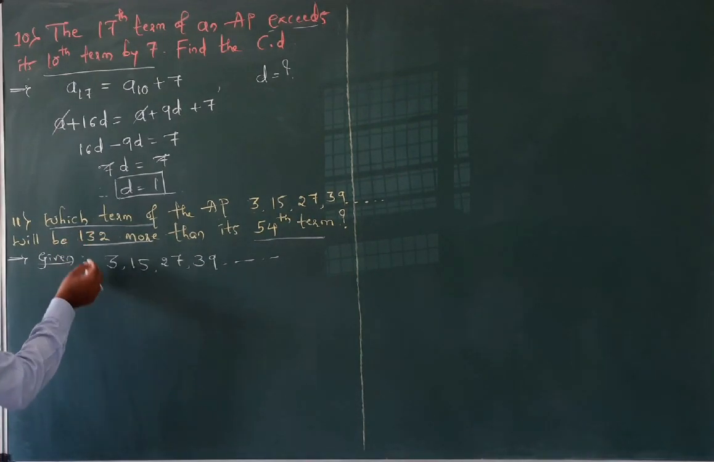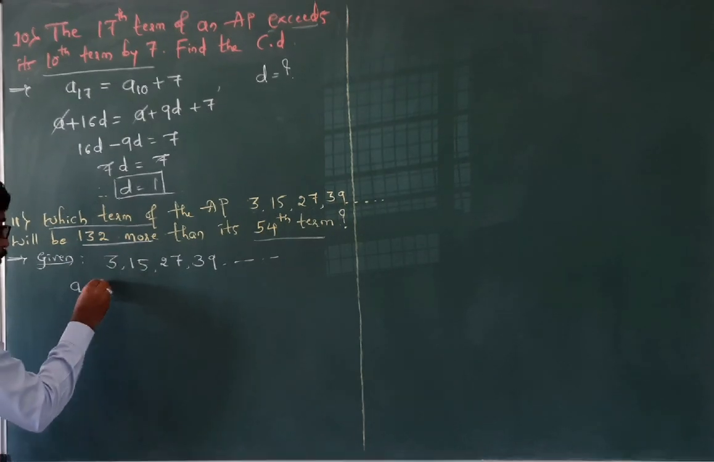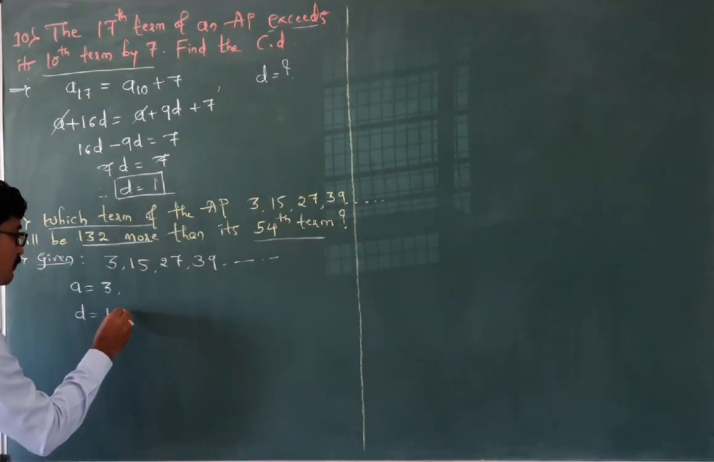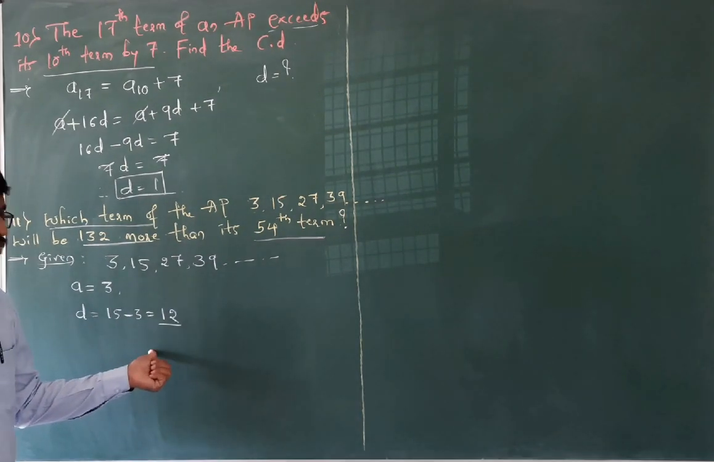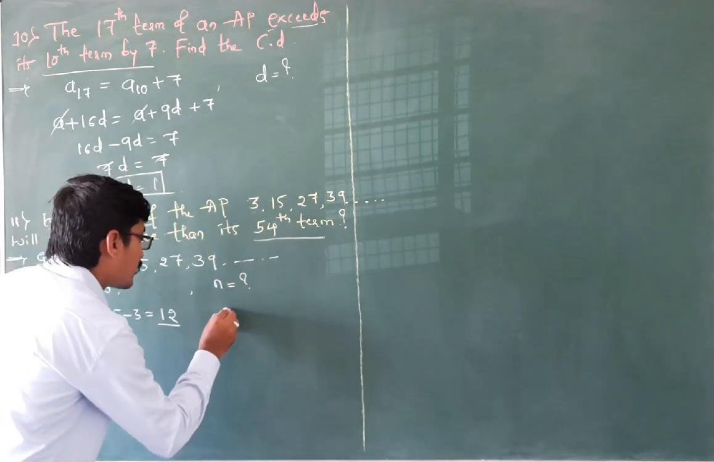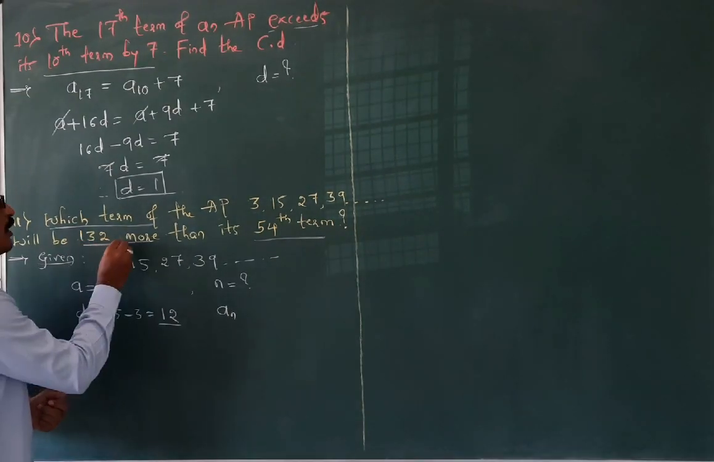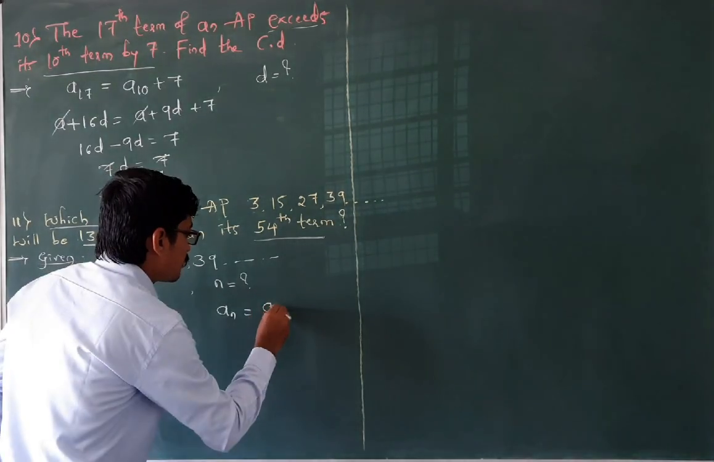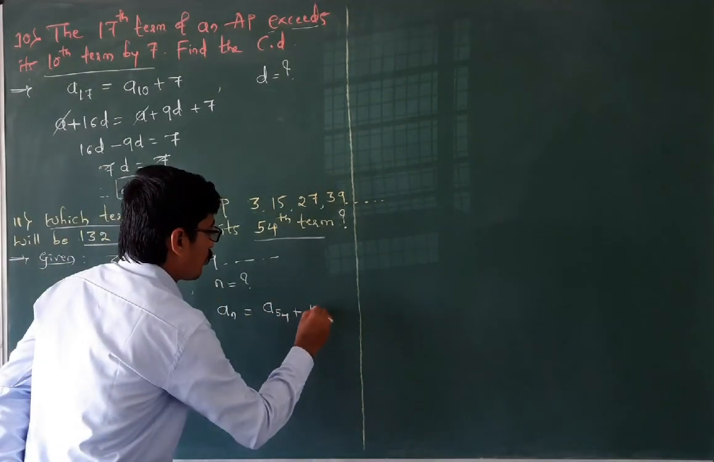So what is asked here? n is the question mark. So I will write here from this AP, a is equal to 3, common difference d is equal to second term minus first term, that is 15 minus 3 is equal to 12. Common difference is here, that is d is equal to 12. What is asked here? n is the question mark, and the nth term is given, that is a_n. What is the value of the nth term? 132 more than the 54th term. So a_n is equal to a54 plus 132 more, means plus 132.